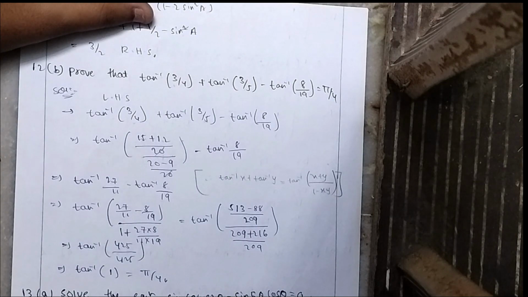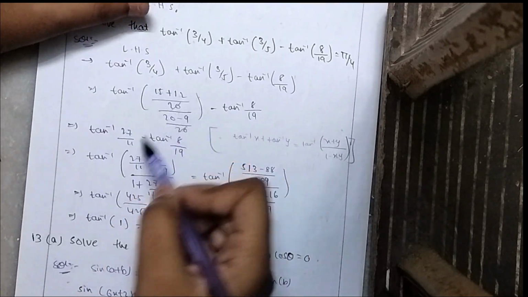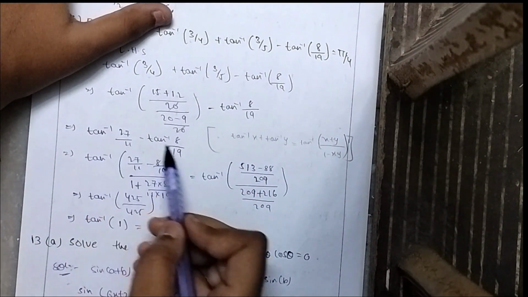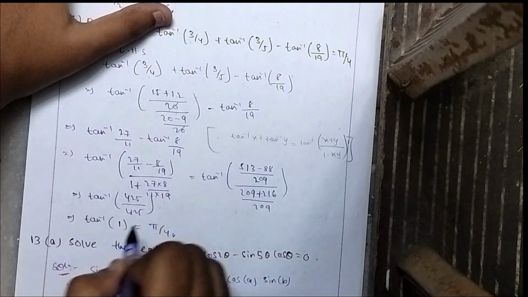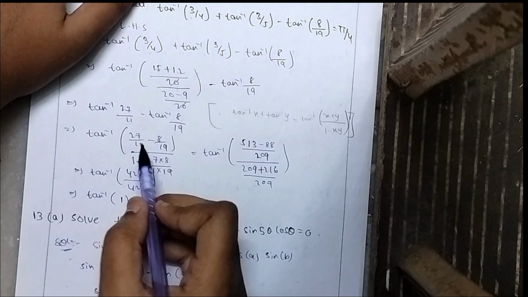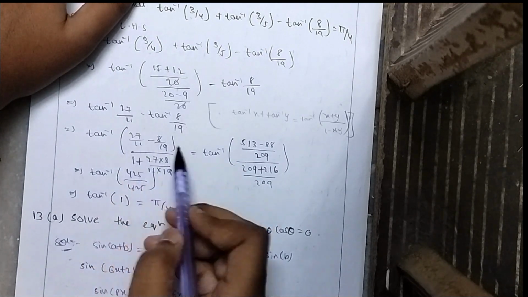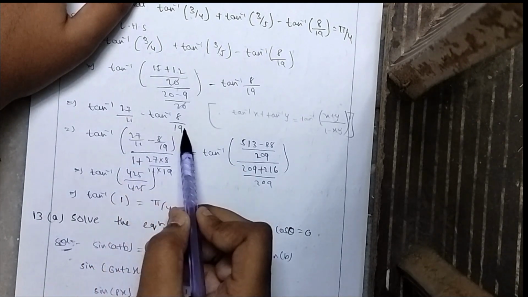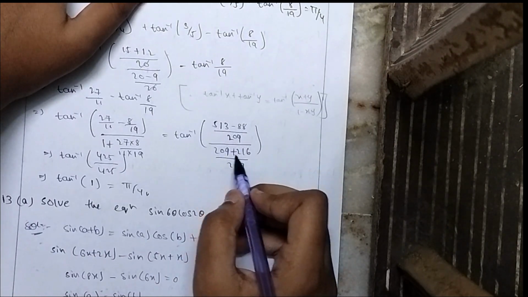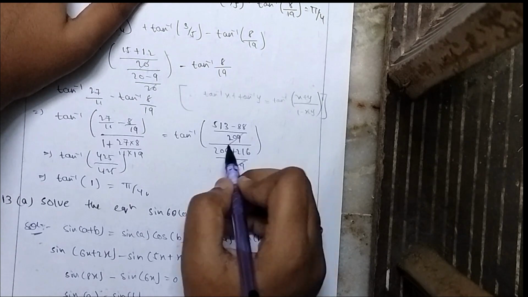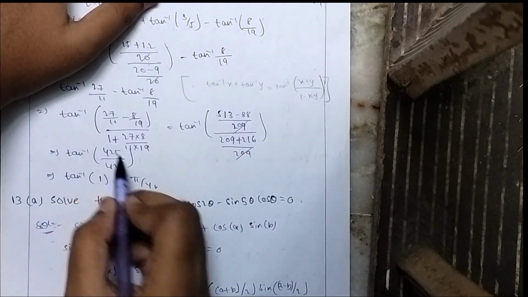As we know the formula, again by substituting, tan inverse a minus tan inverse b equals tan inverse of a minus b by 1 plus ab. So substituting 27 by 11 minus 8 by 19 by 1 plus 27 by 11 into 8 by 19, that equals 513 minus 88 by 209 by 209 plus 216 by 209. 209 cancel. Tan inverse of 425 by 425.